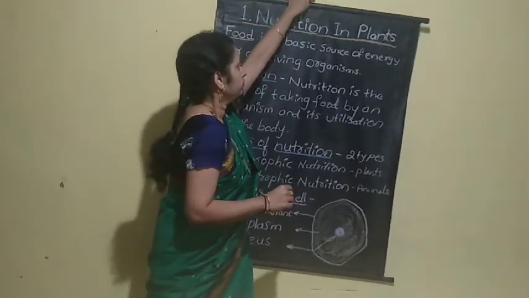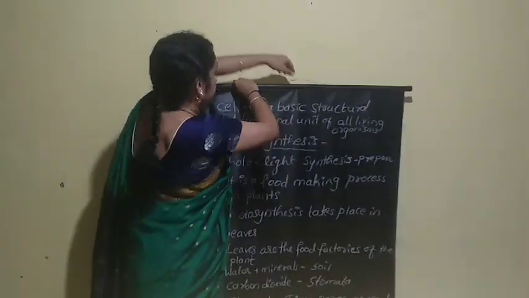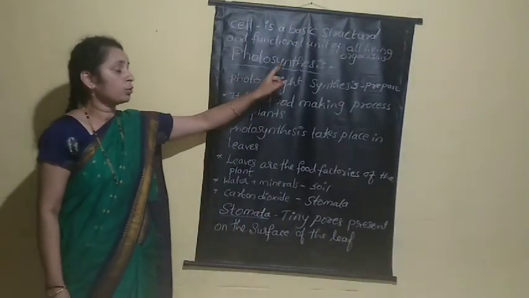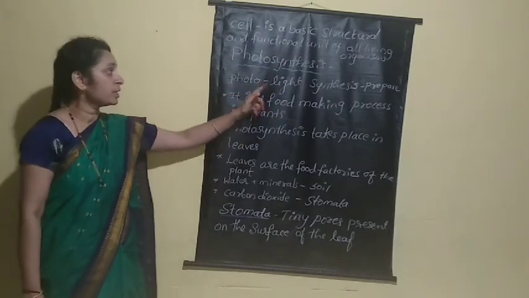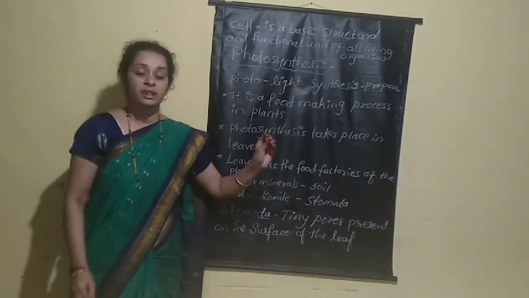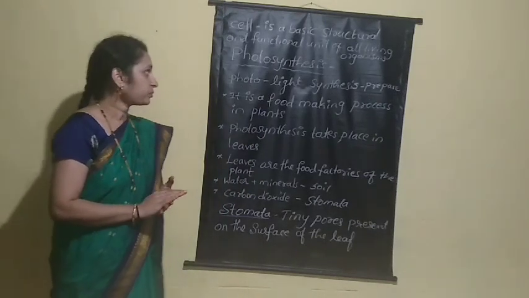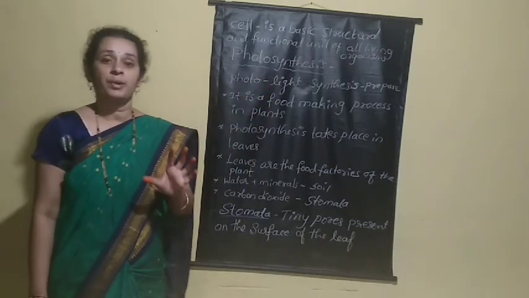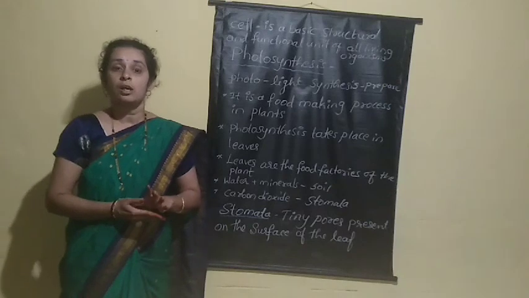Next, we will discuss photosynthesis. The word photosynthesis: photo means light, synthesis means prepare. That means in the presence of light, green plants prepare their food. Photosynthesis is a food making process in the plant.